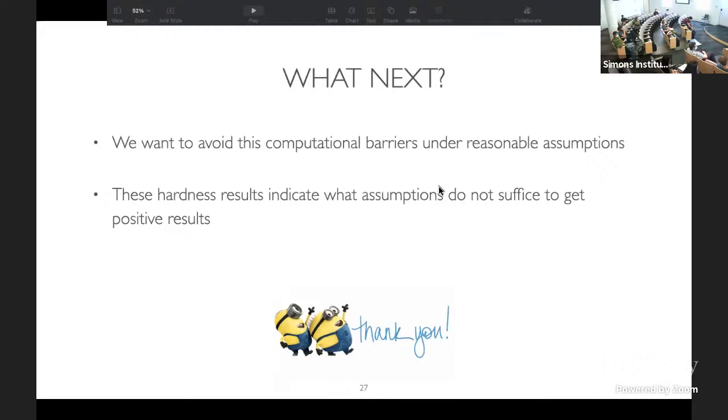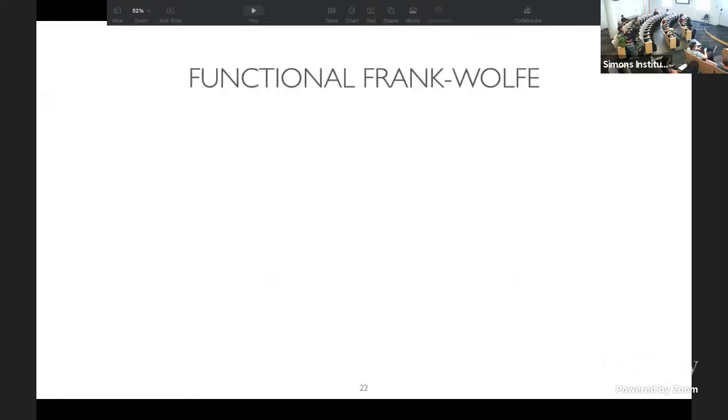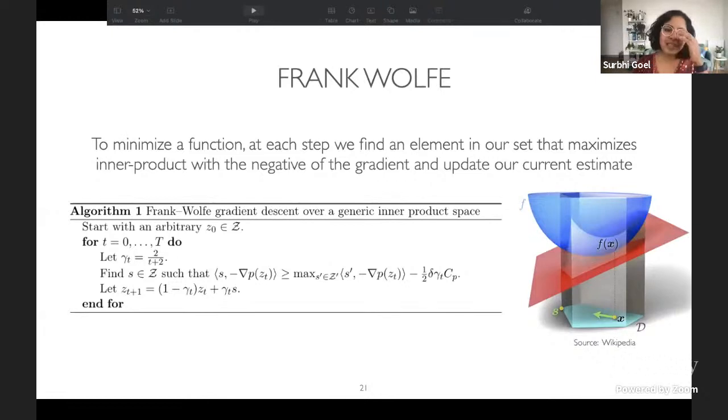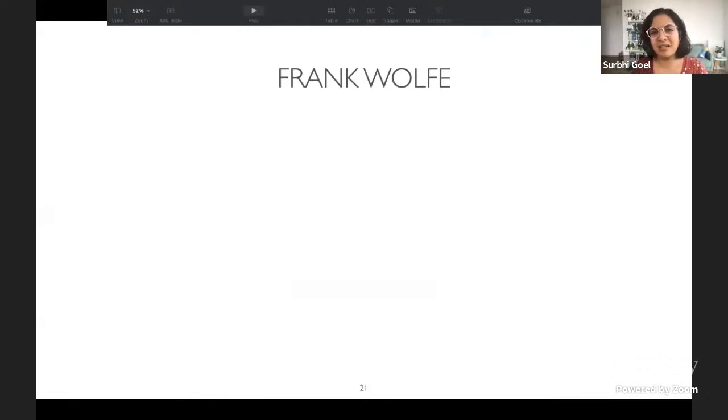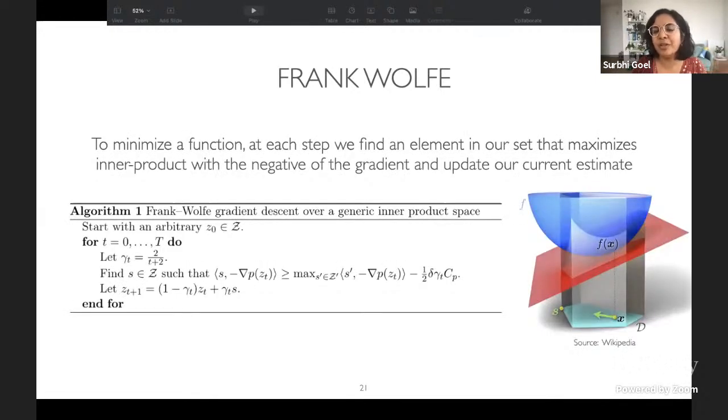Surbhi, one question I had is where does the link function, the GLM, enter into the argument for these results? For the second one, it enters into the existing SQ lower bound you use. Yeah, so it's very subtle. You could still get a lower bound if you didn't use this surrogate function and just used squared loss, but you'd get it against just correlational SQ queries.